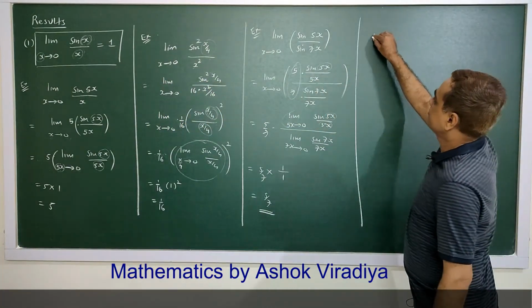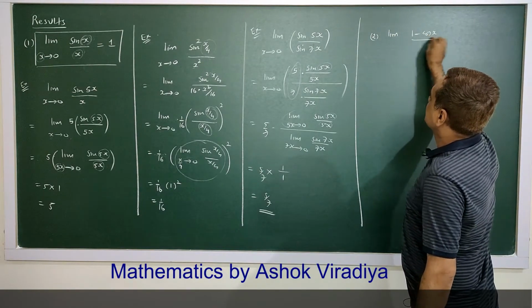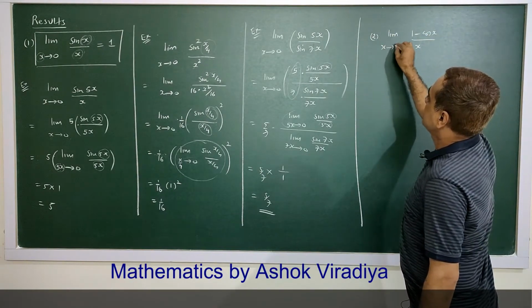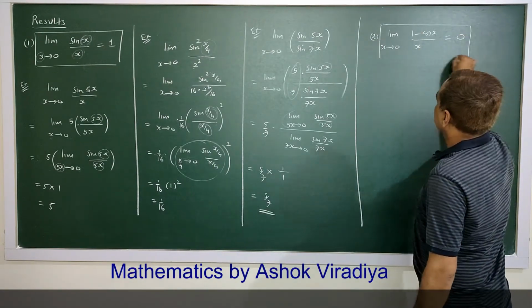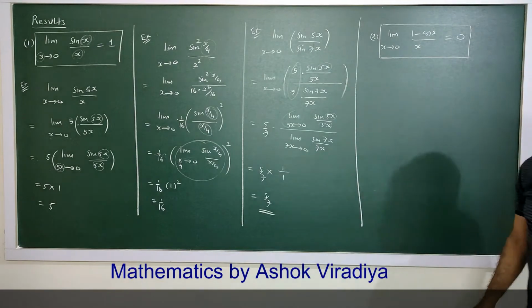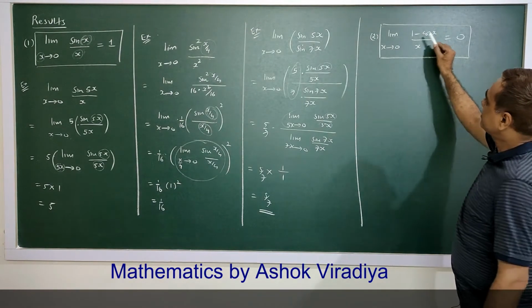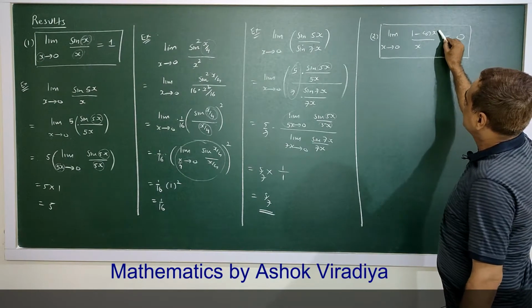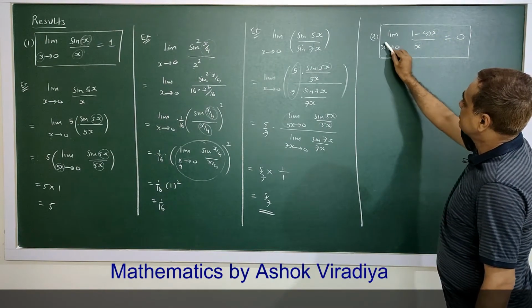One more result. Limit of (1 minus cos x) upon x, as x tends to 0, is 0. Say here, whatever number is this theta, the same number must be here. Same must be here.